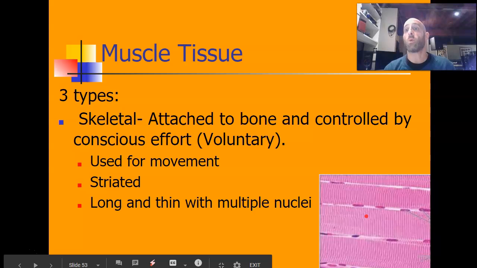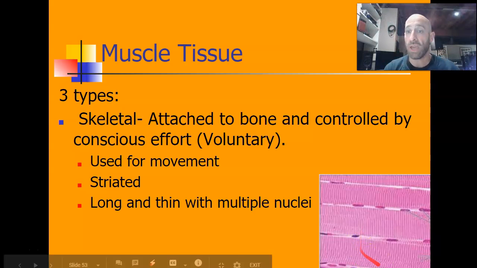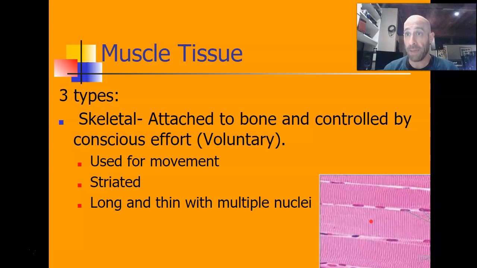That is because your muscles work like an accordion, where they get smaller and then they increase in size. And where that happens, those are going to have striations. So for now, you just need to know that striations is the difference in light, dark, and what it does is it allows for movement. These are long and thin, and they have multiple nuclei.